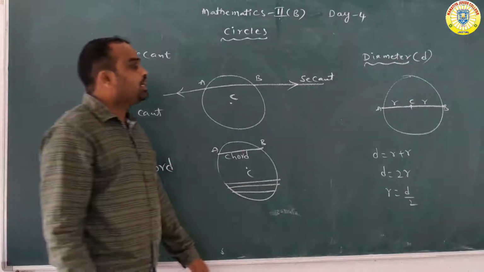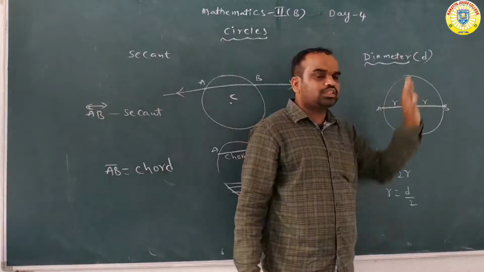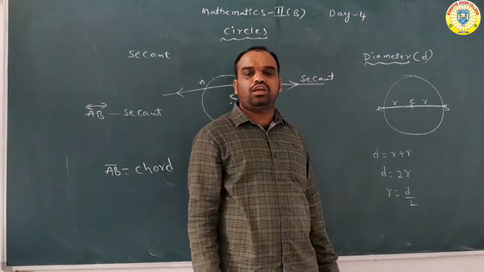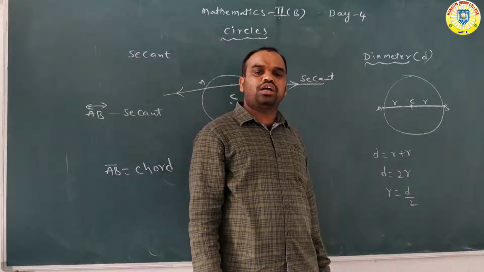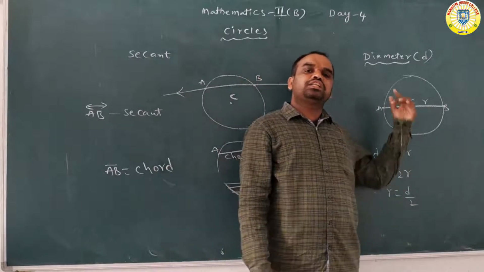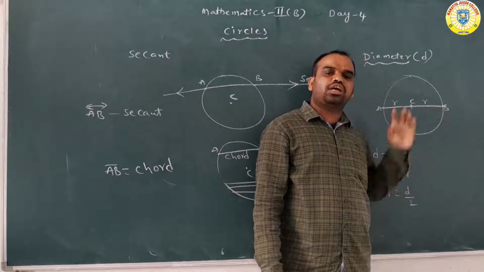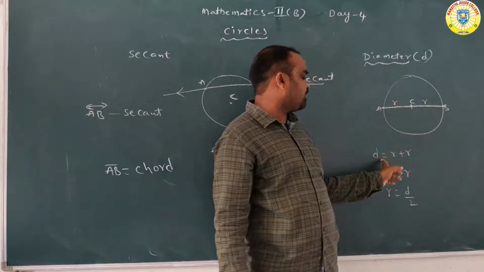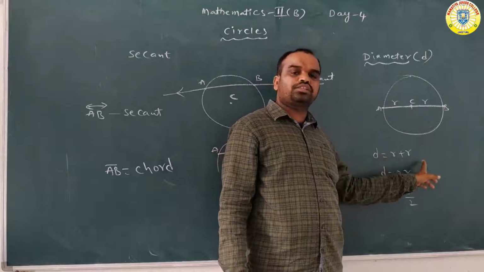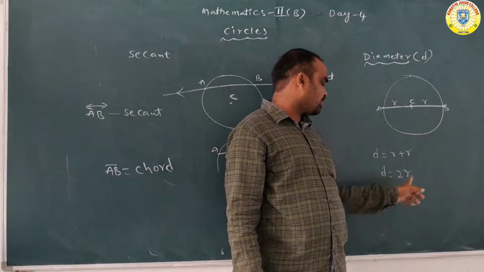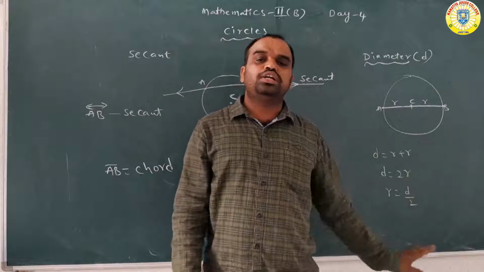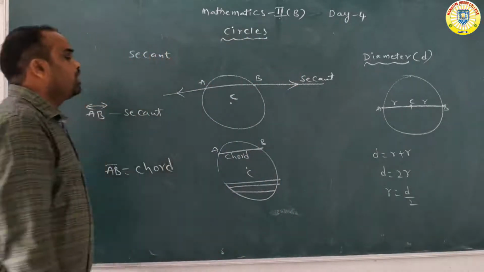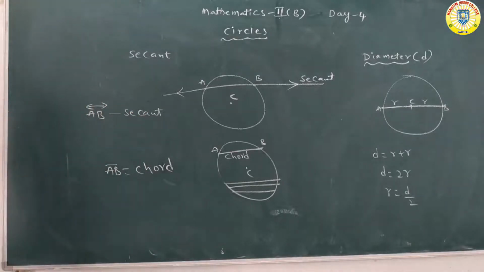Here, diameter. What is the diameter? A chord that passes through the center of the circle is called the diameter. The diameter is denoted by d. d is equal to r plus r, d is equal to 2r. Small r is equal to d by 2. Understand? So all of you write down the small concepts.